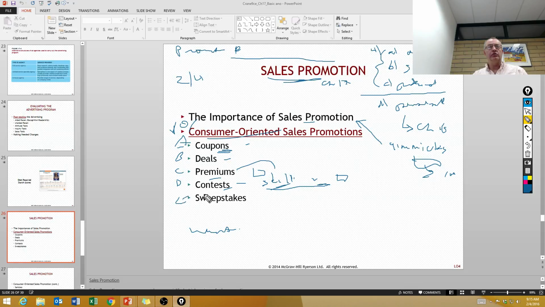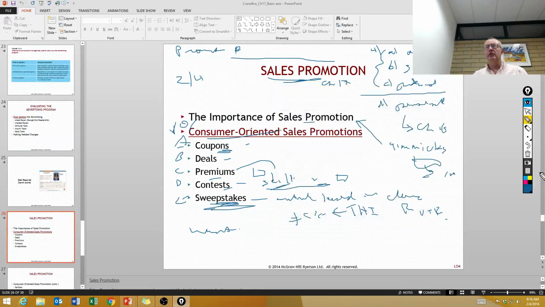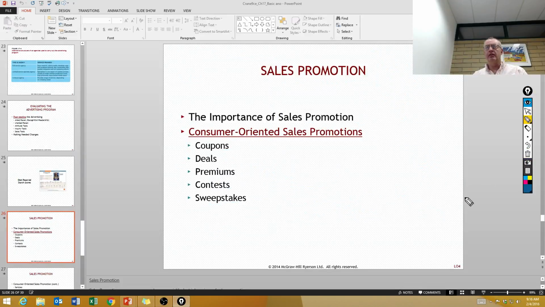And then we have what's known as sweepstakes. I don't think it's a very common term anymore, but it's kind of like a contest, but it's entirely based on chance. There's no skill. A good example of a sweepstake is the Tim Hortons Roll Up the Rim. I think they call it a contest, but technically it's a sweepstake. So we have 10 of these different types of consumer sales promotion.